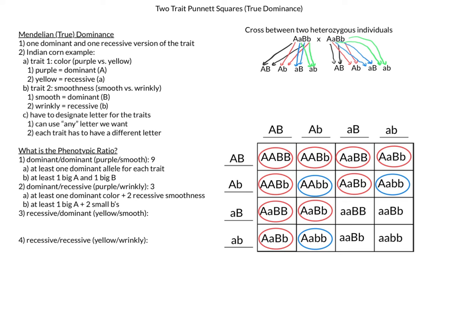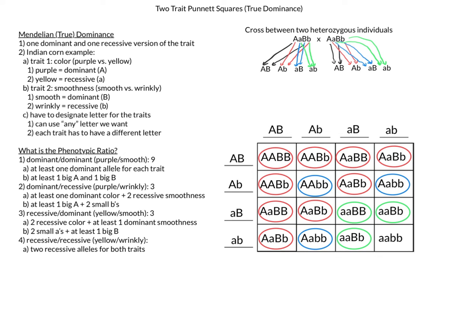Then we can try and find the ones that are recessive for color and dominant for smoothness. These would have to have 2 small a's and at least one big B. And if I circle them here, we have another 3 individuals. And lastly, we have the individuals that are recessive for both. These have to have 2 small a's and 2 small b's. In our cross, there's only going to be one of them, so let me circle it real fast.